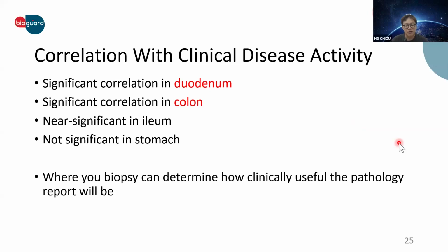Now, these numbers are not perfect correlations, but they are meaningful. And more importantly, they have practical implications. If we want clinically relevant information from biopsies, sampling the duodenum, and ideally the colon, gives us more value than taking gastric samples alone. So again, location matters. Where you biopsy can determine how clinically useful the pathology report will be.